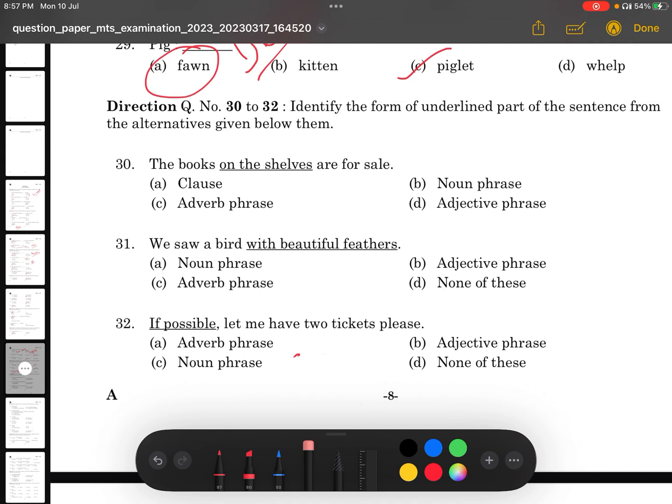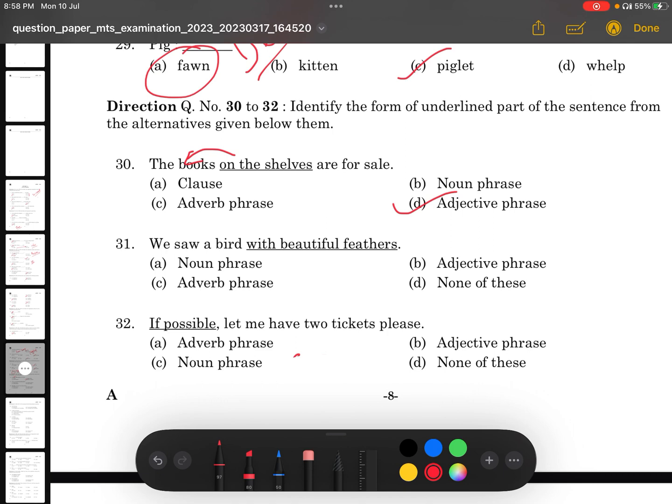Now this is on the shelves. This is an adjective phrase. Why is it an adjective phrase? Let's understand this. Adjective phrase means the phrase which works like an adjective. Now see that part, on the shelves. It modifies the noun. What is the noun here? The books. Books is the noun here. So we know that the adjective always modifies the nouns. The part on the shelves is modifying the noun, correct? It's talking about the noun. So it is an adjective phrase.